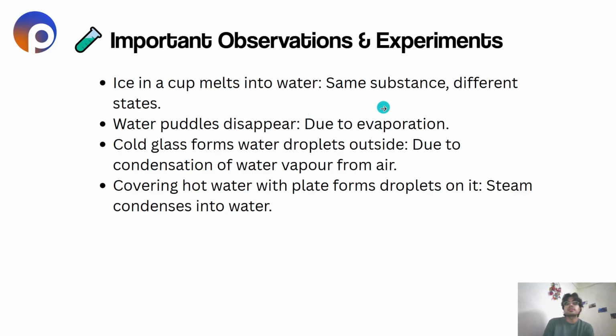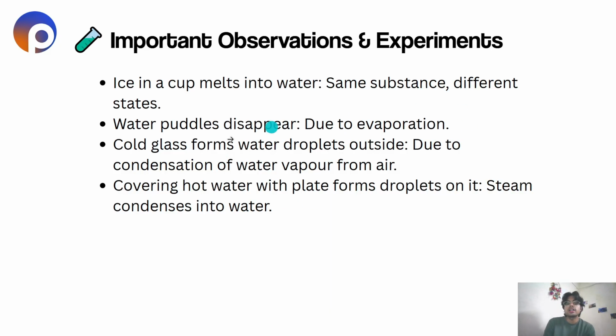Water puddles disappear, which is due to evaporation. Now, evaporation takes place when you heat the water. If you put water into a pan and heat it on the gas stove, you'll realize that it will turn into water vapor and disappear after a time. Now, a cold glass forms water droplets outside. You must have seen that with cold drinks: if you put a cold drink or cold water into a glass, it will create water droplets outside the glass.